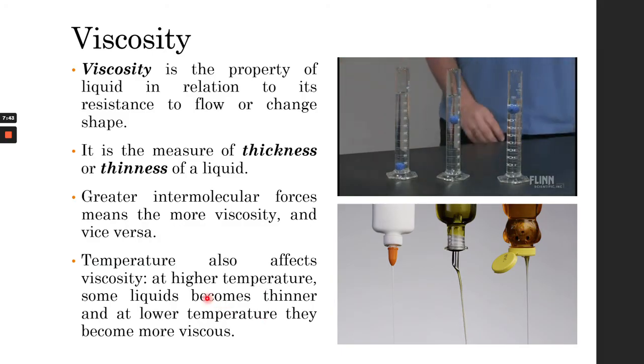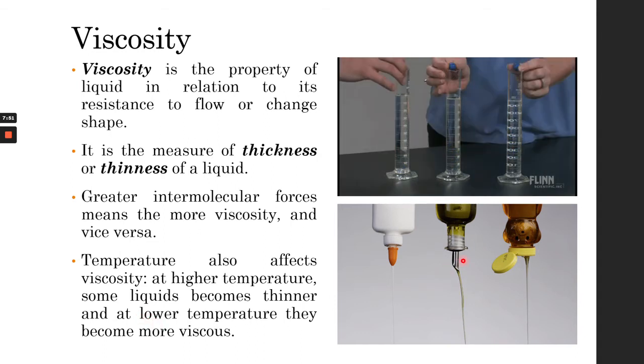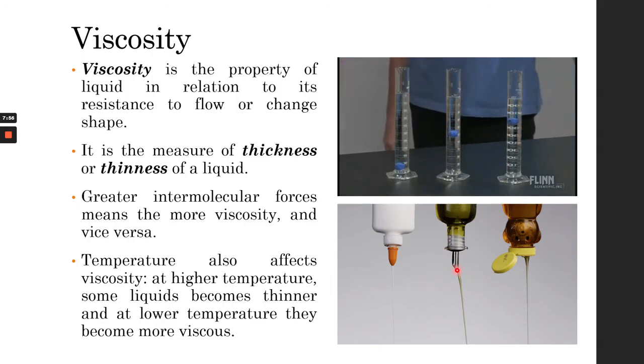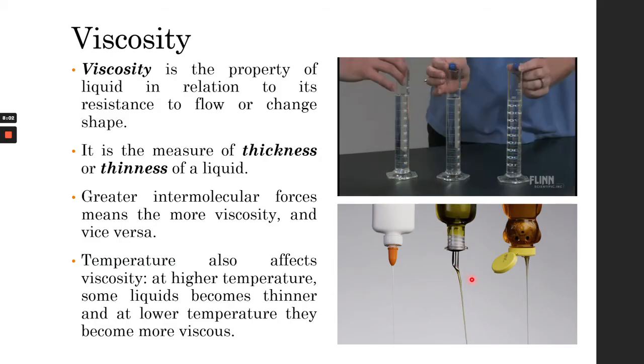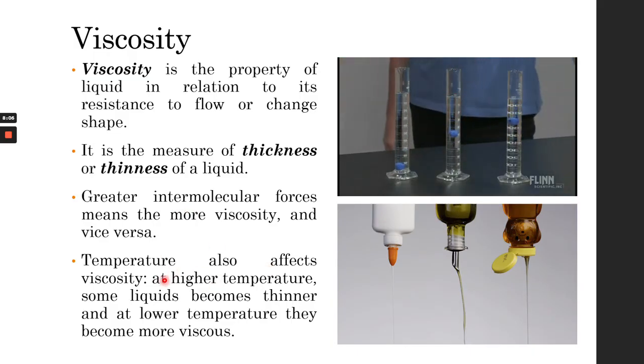Temperature also affects viscosity. At higher temperatures, some liquids become thinner. This is a classic example with olive oil. So olive oil, when it's colder, is more viscous. But when you heat it up in the pan, it becomes looser. It becomes thinner. And again, this is still related to the movements of the molecules inside that liquid.